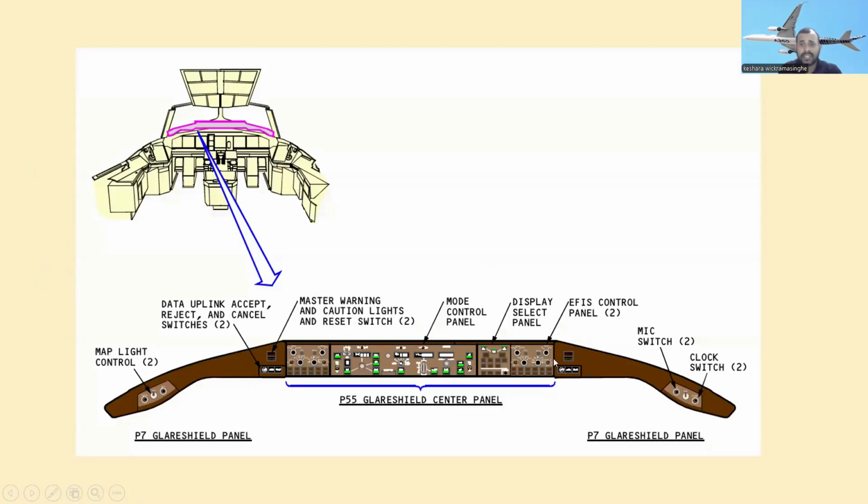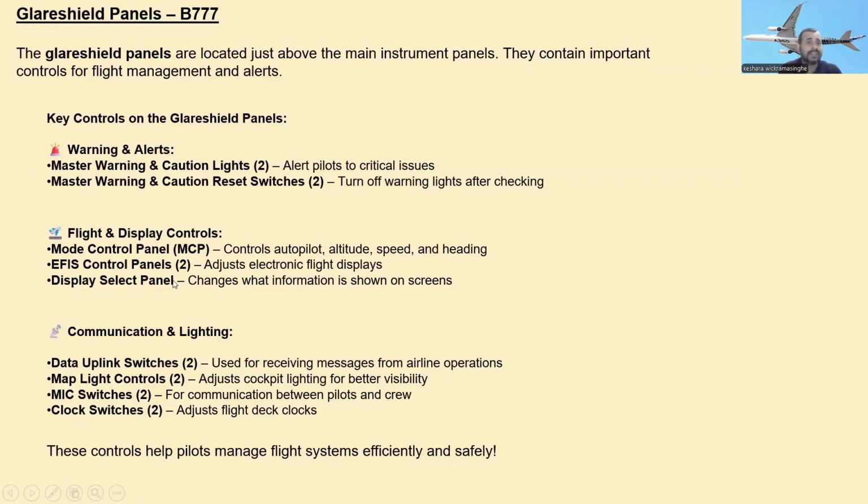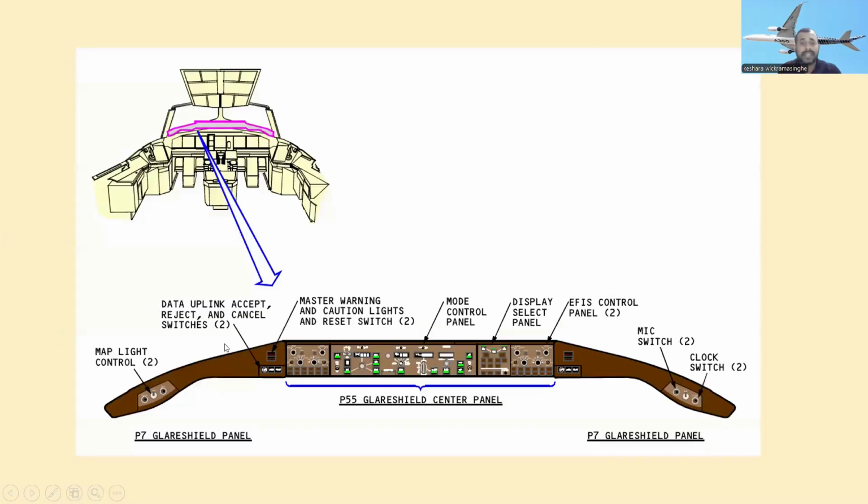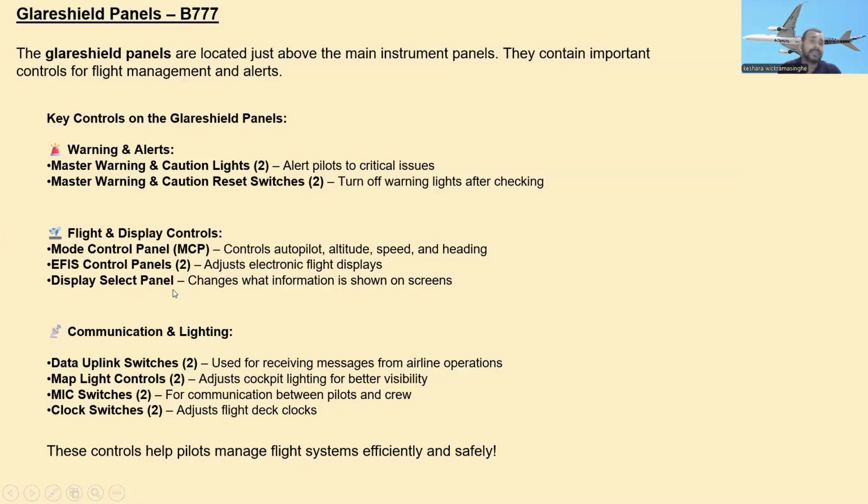Next one, EFIS control panel. Where is the EFIS control panel? This was the mode control panel, and this is the EFIS control panel. The function is to adjust electronic flight displays. And next one, the display selector panel. Yeah, this is the display selector panel. The function is to change what information is shown on screen.